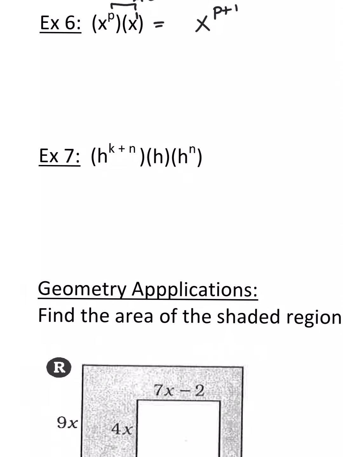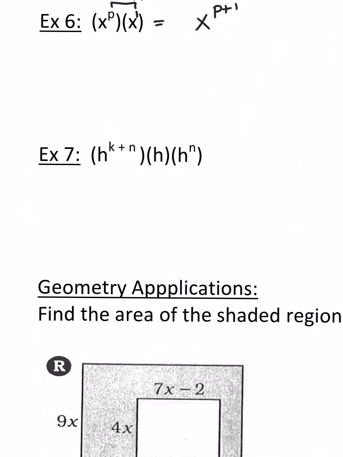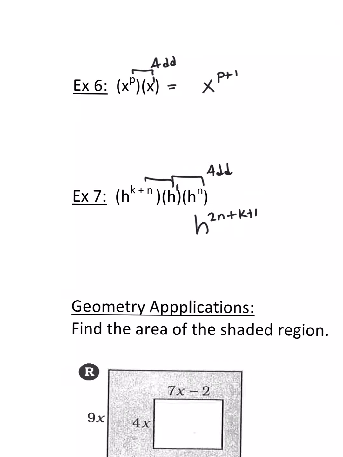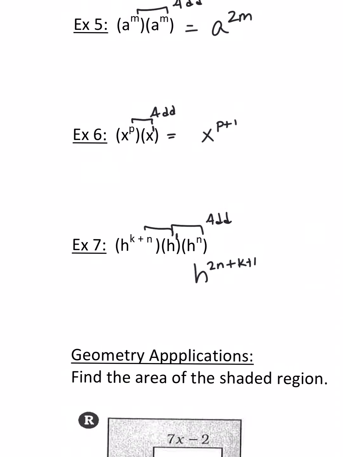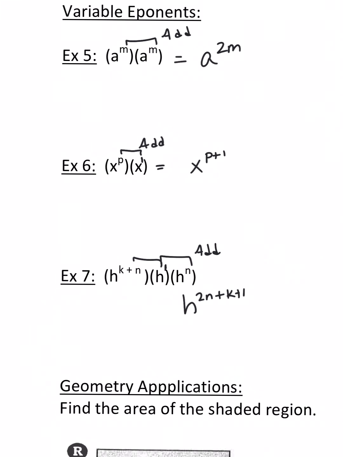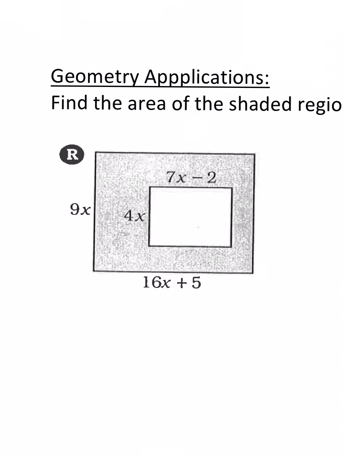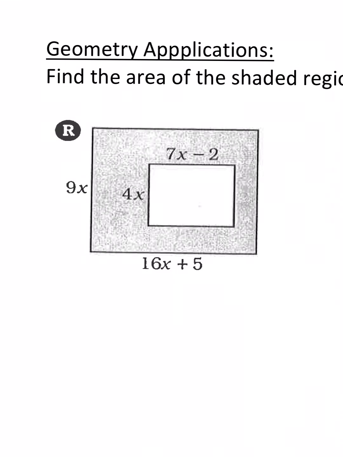And same idea with example 7. I would add all my exponents in multiplication. There's an invisible 1 here, so I would have h to the n plus n is 2n plus k plus 1 power. So sometimes we see these little application problems with exponents that are variables. And we're going to go on to how these are going to apply to geometry.